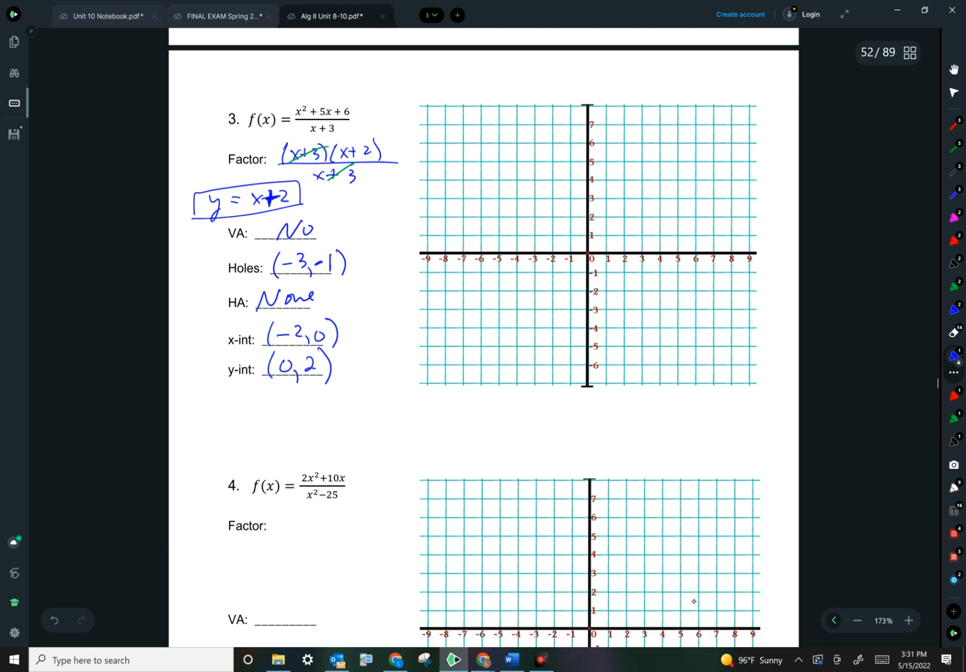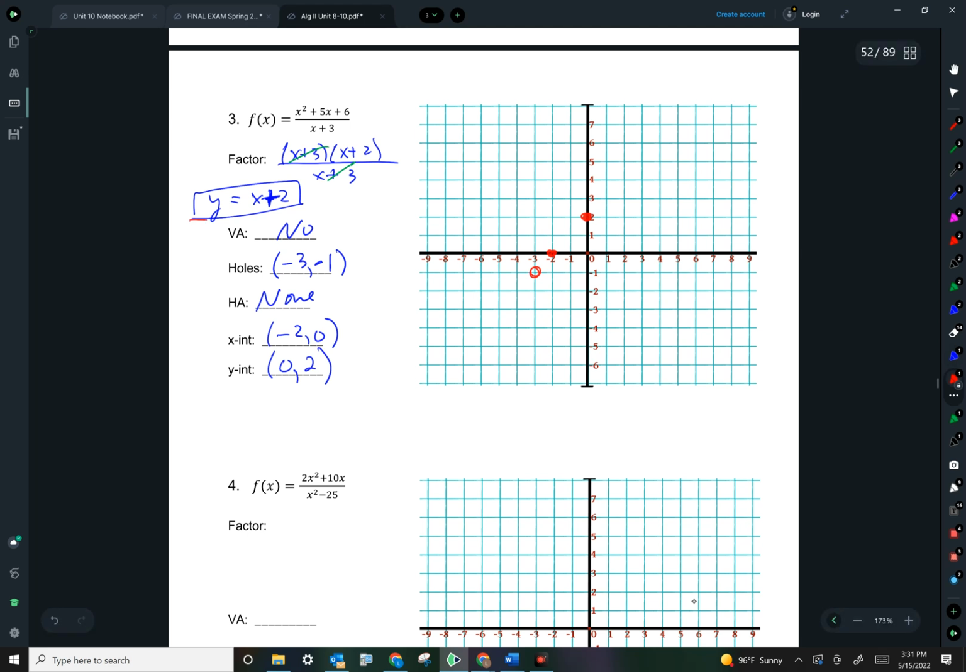Okay, so let's put this on. There's no horizontal, no vertical. There is a hole at -3, -1. There's a hole right there. X-intercept at -2. Y-intercept at +2. Now, I don't see any asymptotes. How do I know what this graph looks like?